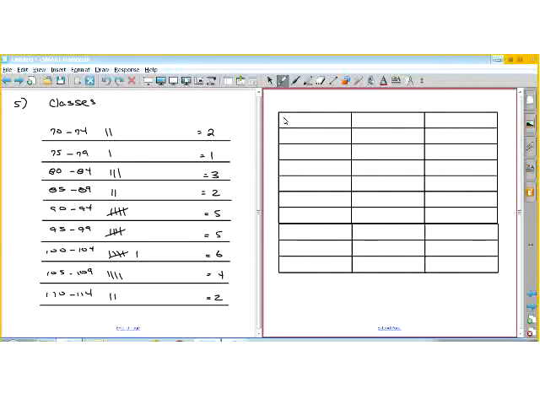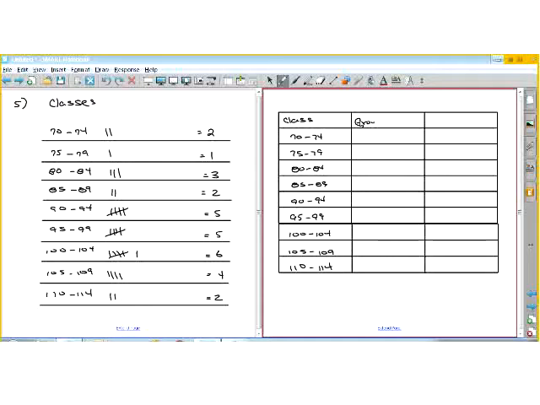This is the class. So we have 70 to 74, 75 to 79, 80 to 84, 85 to 89, 90 to 94, 95 to 99, 100 to 104, 105 to 109, sorry. Again, I can do this because I have integers, so there are no numbers between these two.